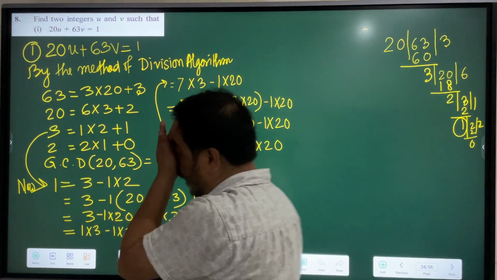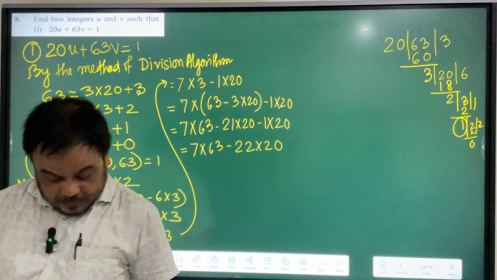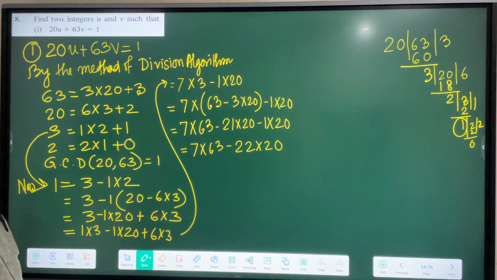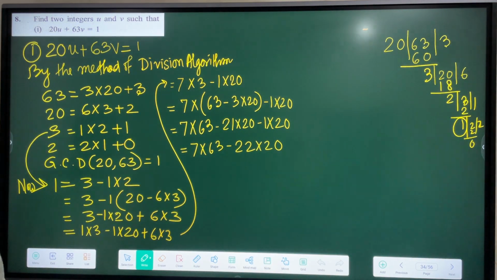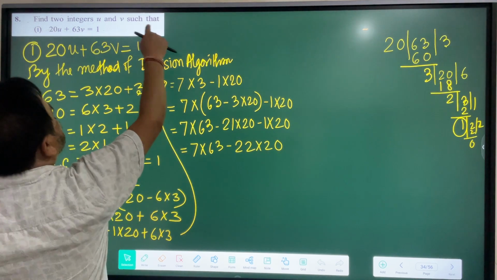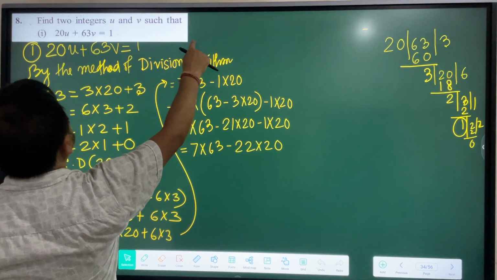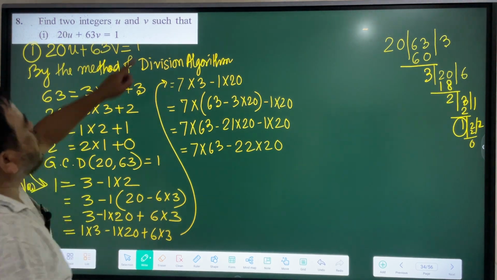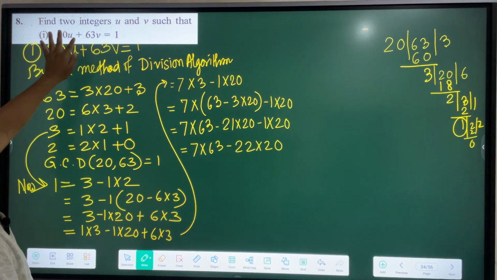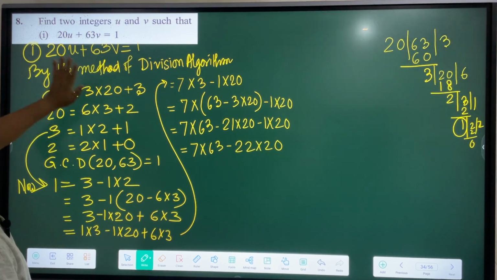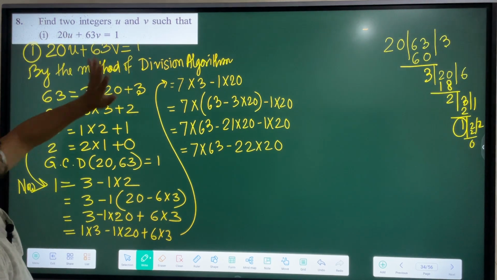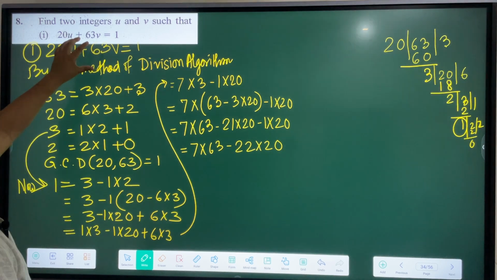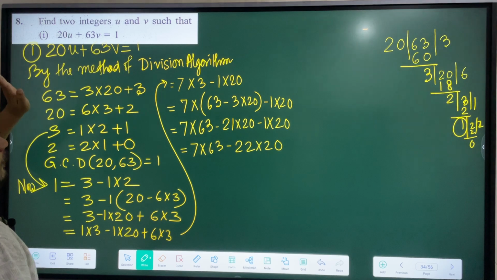Number 8. Find two integers u and v such that 20u plus 63v equals 1. This is given actually. We have to find out the values of u and v.